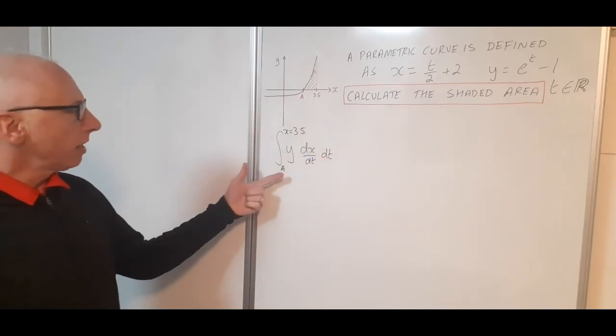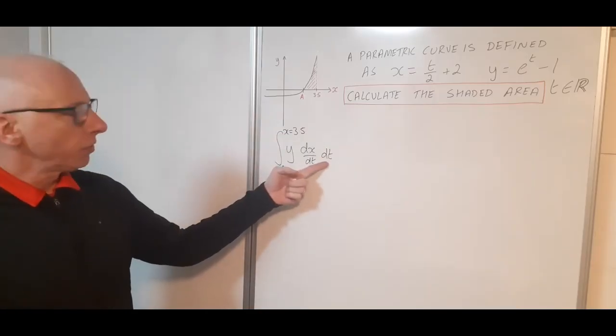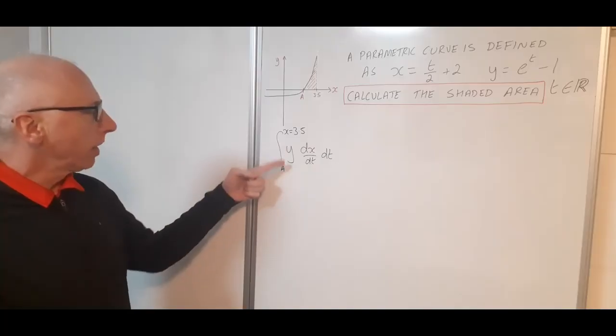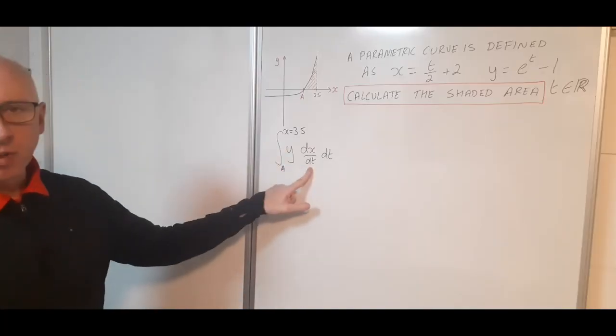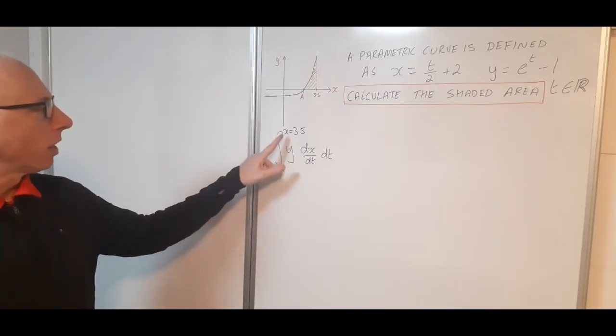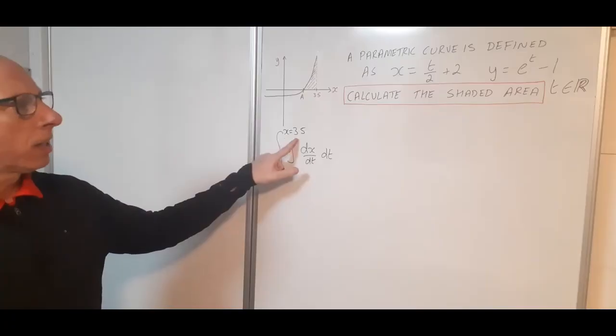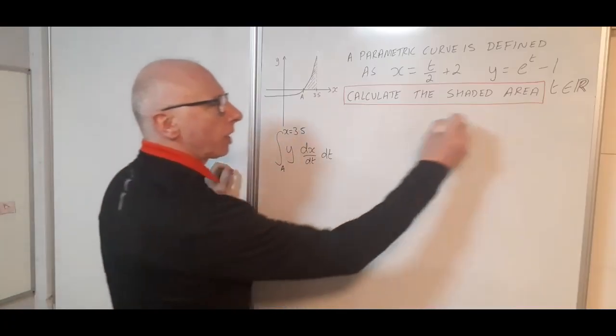So if we're going to do the integral in terms of t, we need to get the t values for these. So that's going to be the first goal, and then we can find this dx dt. So let's do that. Let's first of all find this upper bound. So let's do it over here.